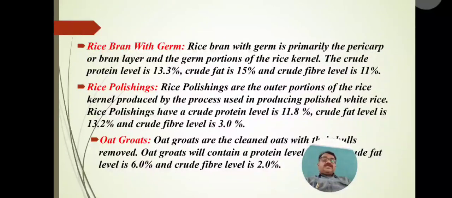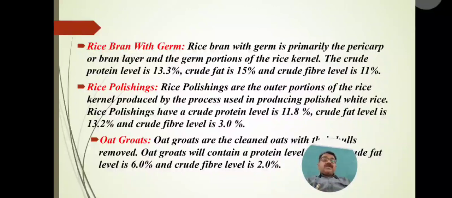Then rice bran with germ. Rice bran with germ is primarily the pericarp or bran layer and the germ portions of the rice kernel. This rice bran with germ contains crude protein of 13.3%, crude fat of 15% and crude fiber level of 11%.